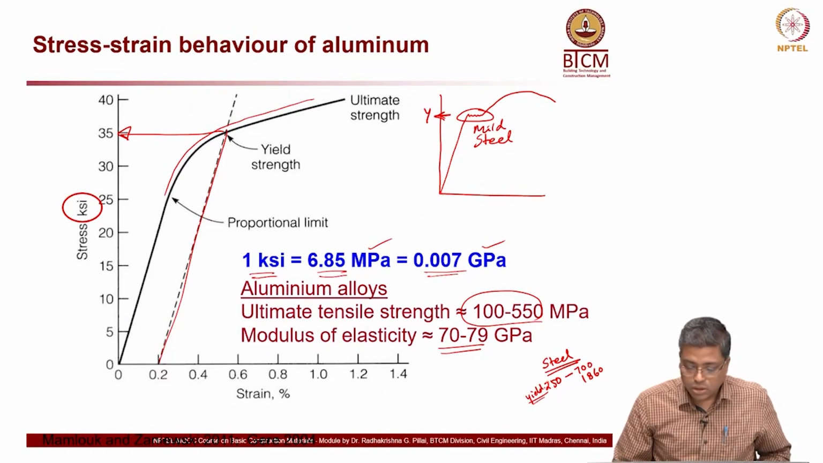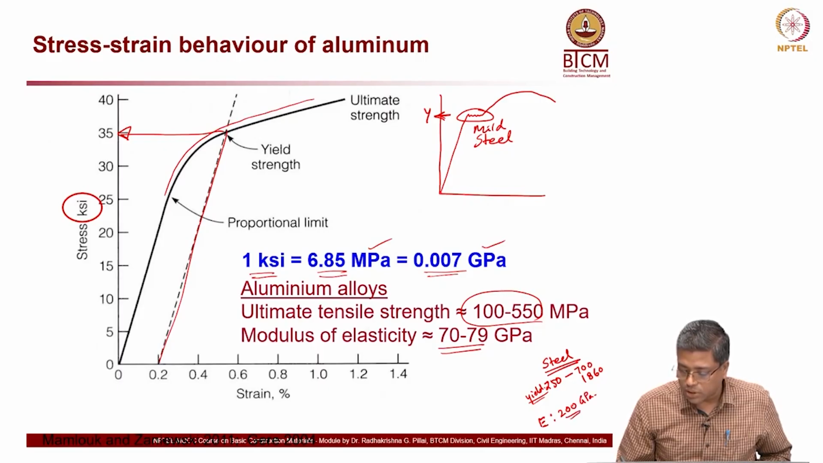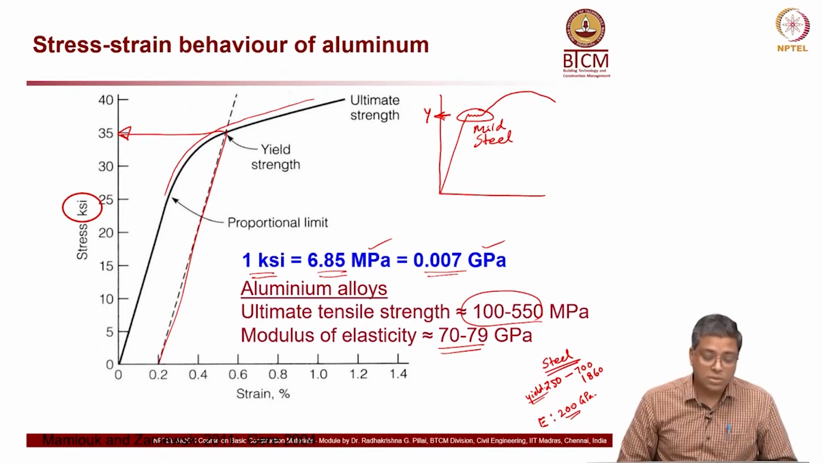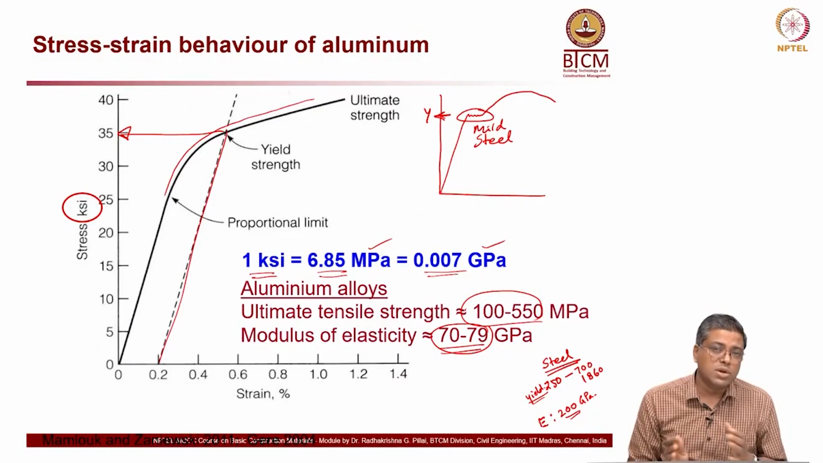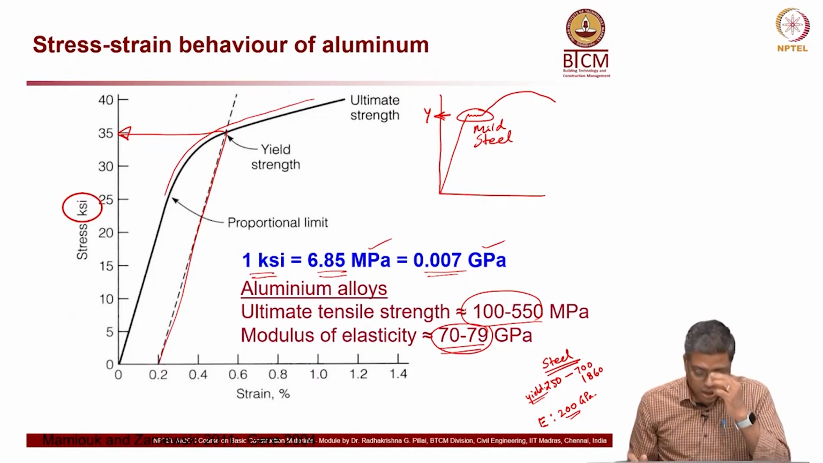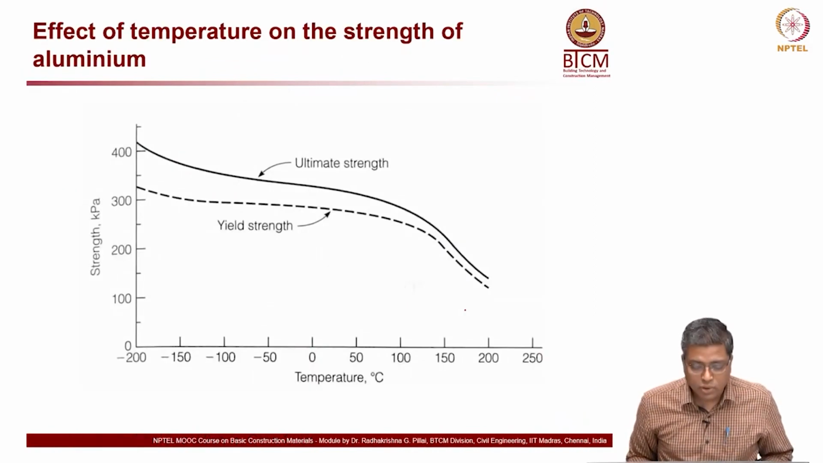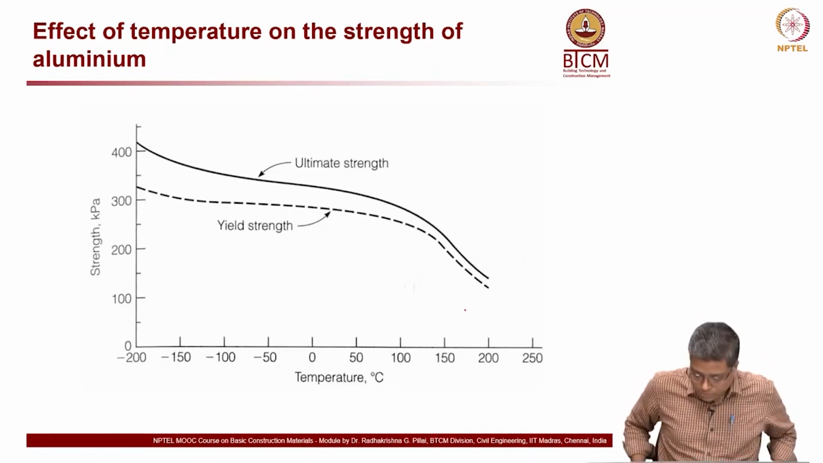Okay. Now, modulus of elasticity E of steel, we typically assume the number 200 GPa. This is what typically we assume for modulus of elasticity of steel. Now, modulus of elasticity of aluminum is 70 to 79. So, it is much less. So, both the tensile strength, yield strength, modulus etc. are less for aluminum. So, we have to think about that while suggesting it for some use.